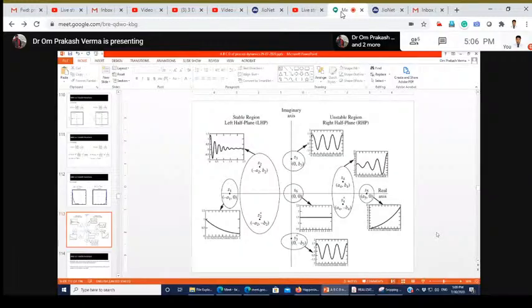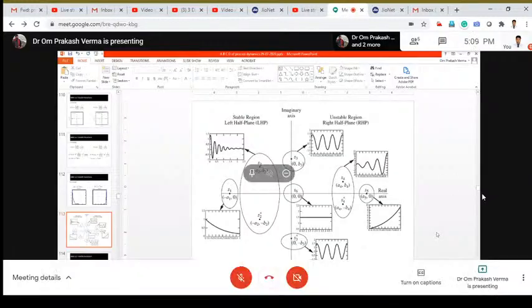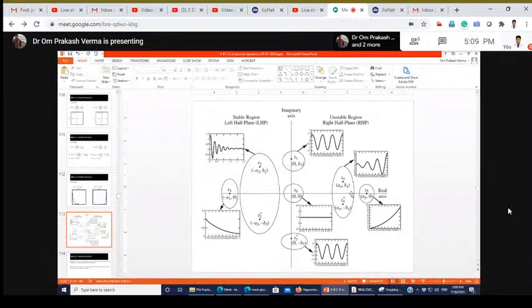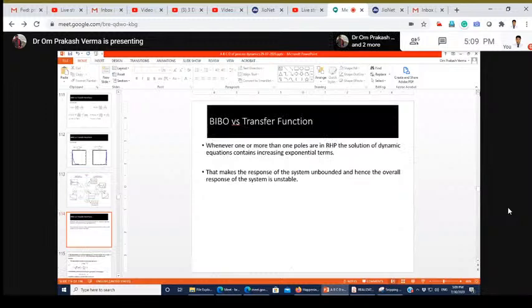Okay, so these are all the cases we have discussed. Whatever the pole location is, based on that we can decide the stability of the system. So the BIBO transfer function we have discussed.